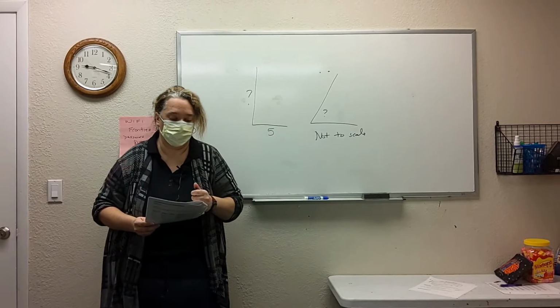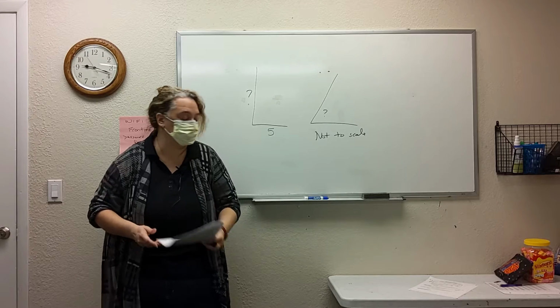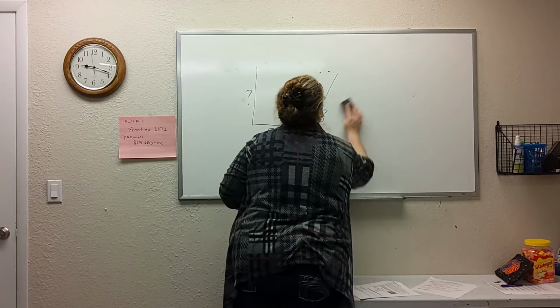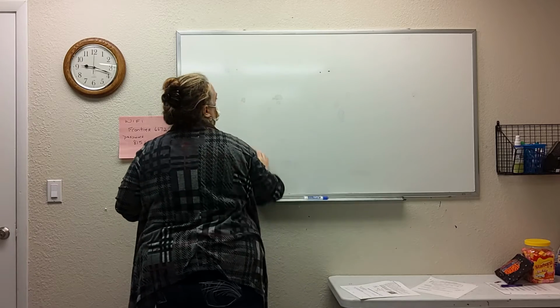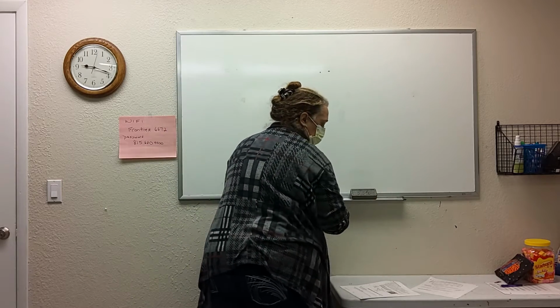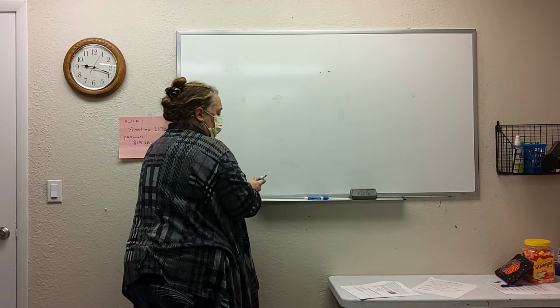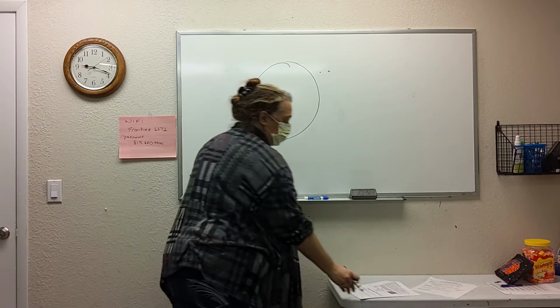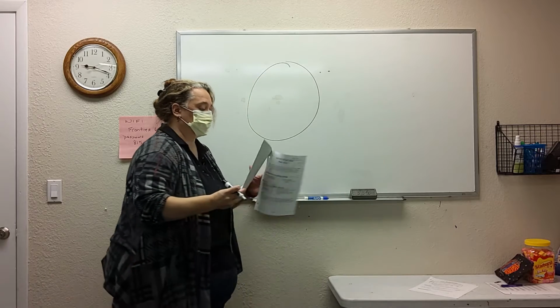Okay. Estimate to eliminate incorrect answers. Use your scale drawings. And we have an example of that. All right, let's look at the example in the middle of the page. This is about estimating to find your answer. All right, so we have a circle. Kind of an egg, but it'll work.